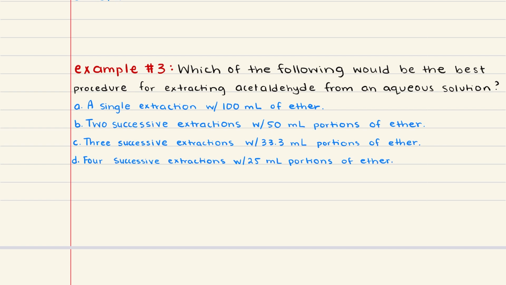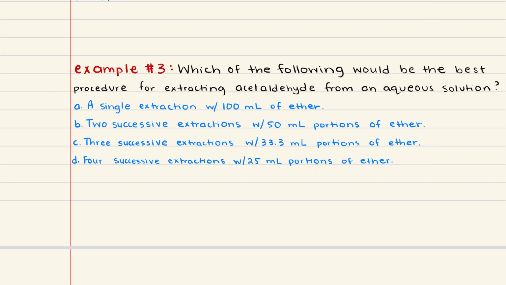A really common misconception is that doing one big extraction is better than doing several small ones. But that's not true. In fact, it's the opposite. Multiple small extractions are more effective than a single large extraction of the same total volume. Why? Well, because with each extraction, you're removing a portion of the compound. But the more you repeat the process, the more total compound you recover, especially when the partition coefficient isn't in favor of one phase over the other.